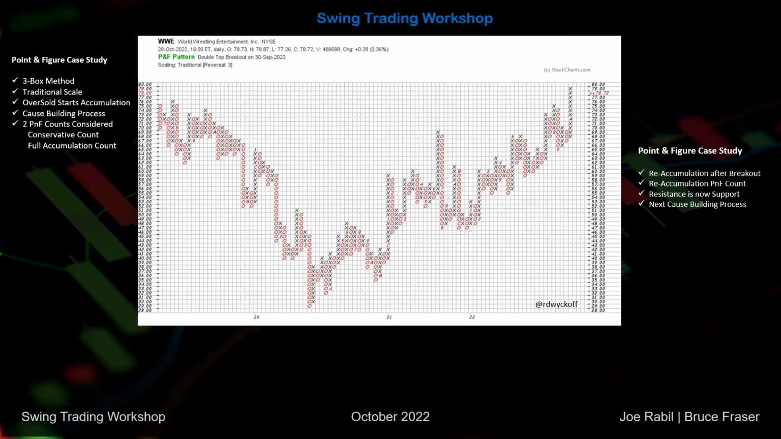Here we're looking at a 3-box reversal method, which gives us bigger time frames. This is the time frame that Joe was discussing. This is the 2020 accumulation area.